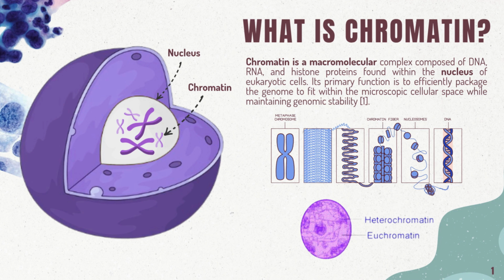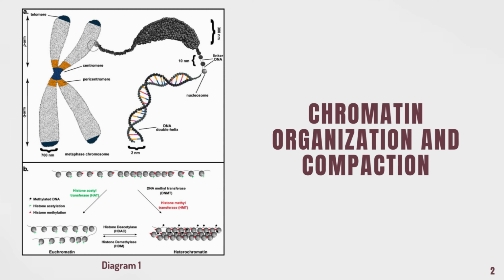Now, let's move on to the chromatin organization and compaction. If you stretch out the DNA in just one of your cells, it will be about 6 feet long. To fit inside the microscopic nucleus, the cells utilize chromatin packaging.